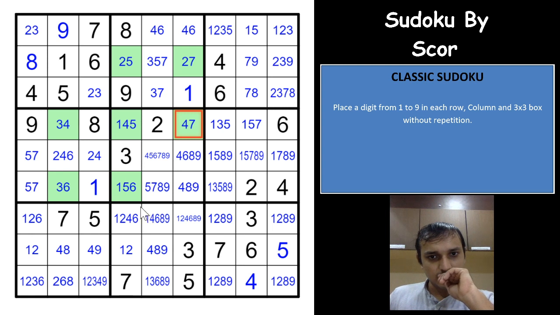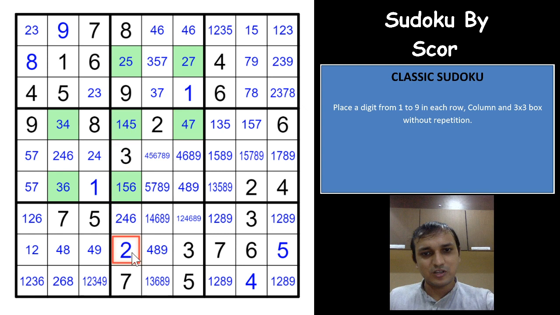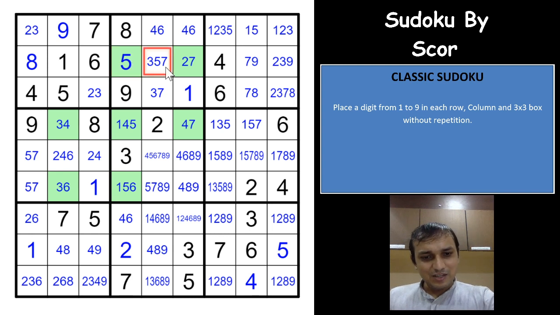Okay, let us see. So 1 has to be in one of these two cells. Now that eliminates 1 from these two cells. This becomes a 2. This becomes a 1. Eliminates 1 from this cell, 1 from these cells. This 2 is there, right? This 2 will eliminate 2 from this cell. And that gives you a 5 here. Awesome. That eliminates 5 from this cell.